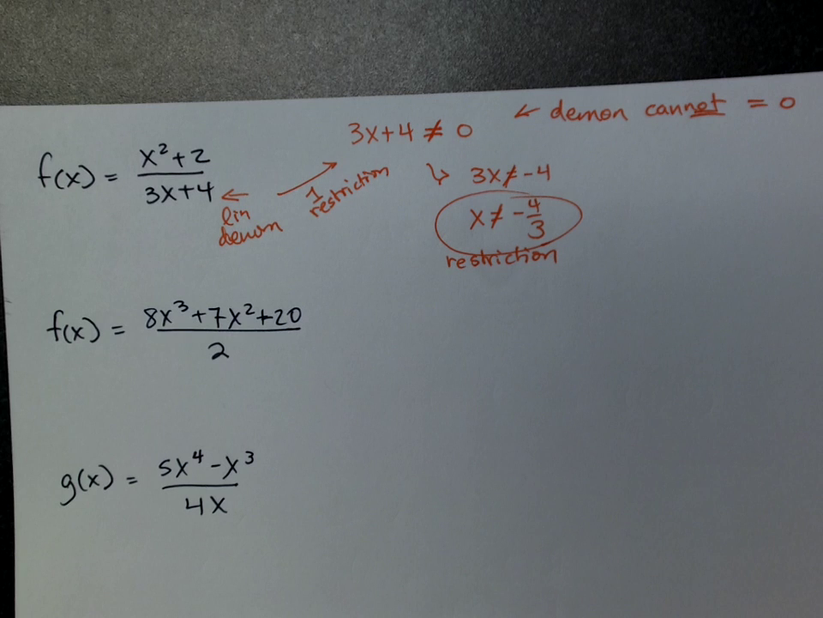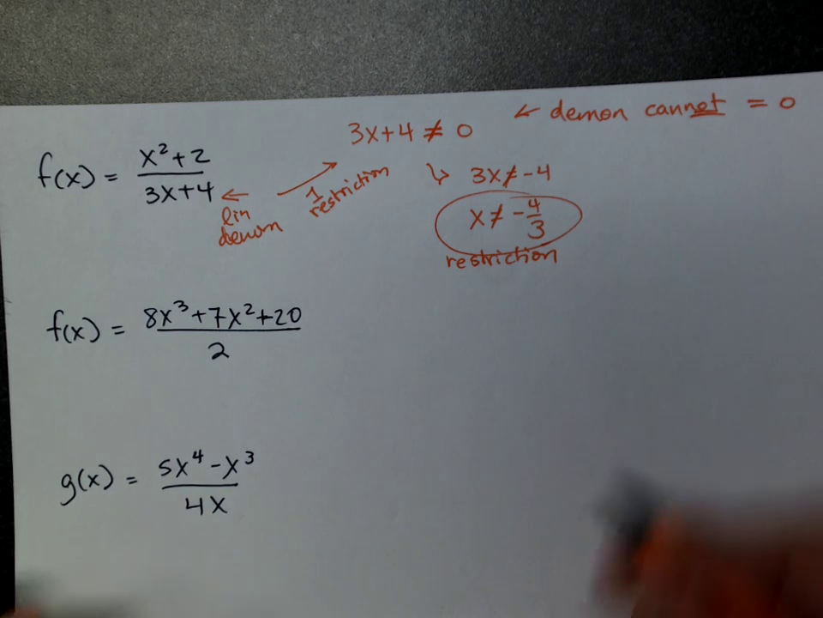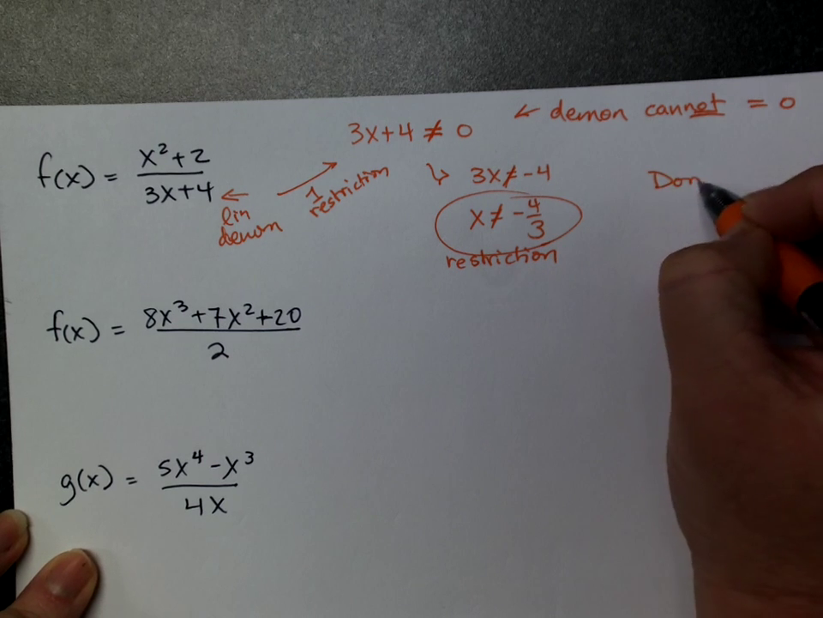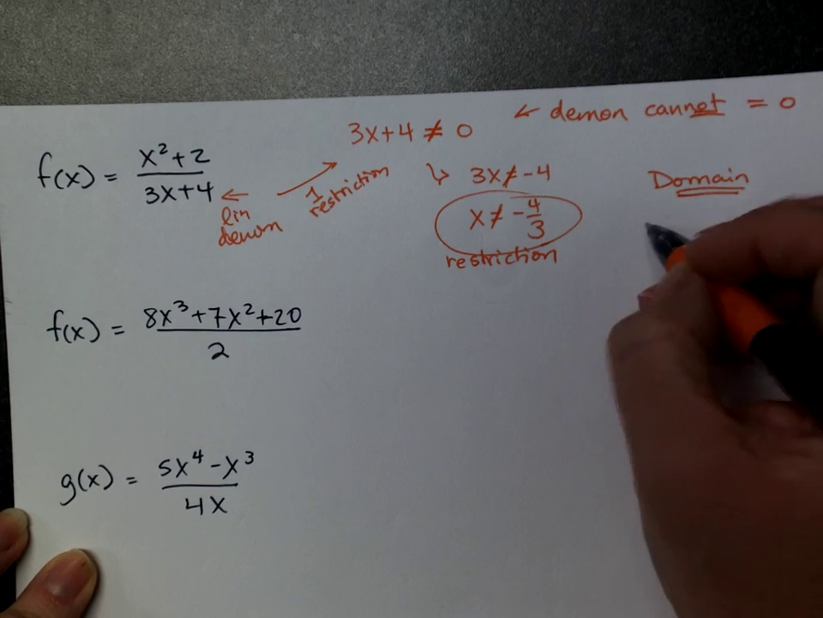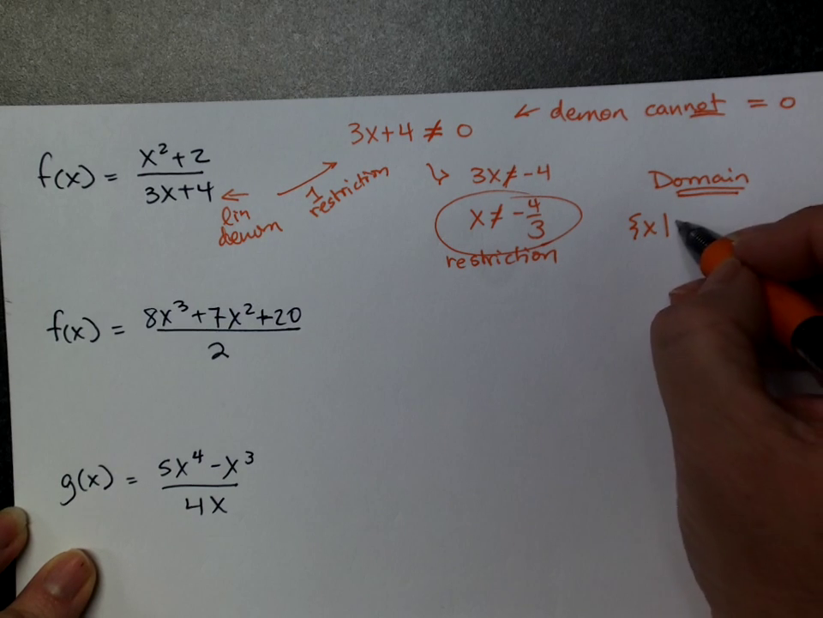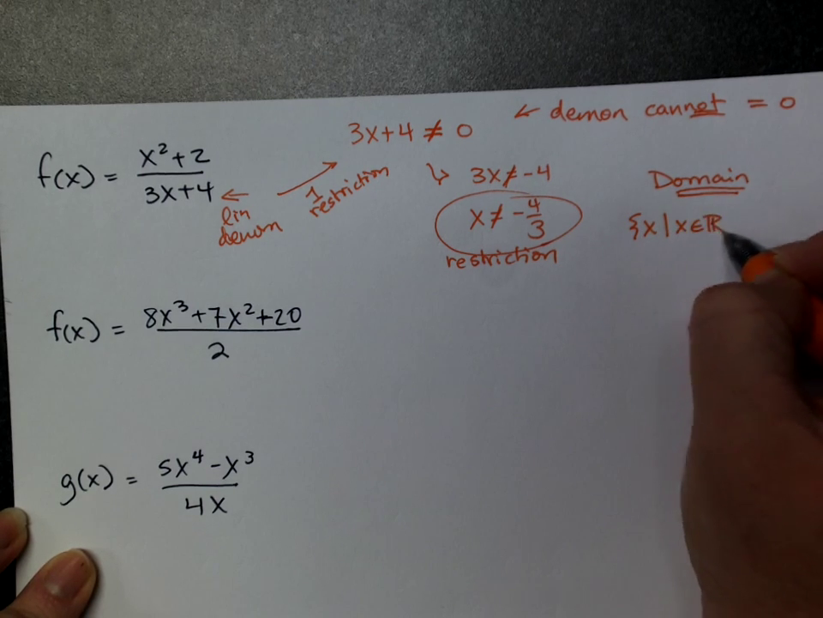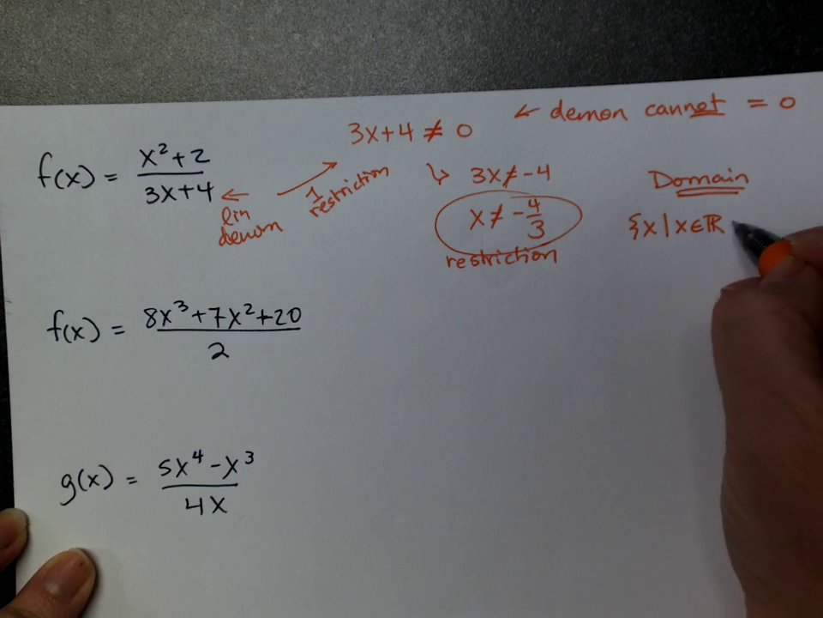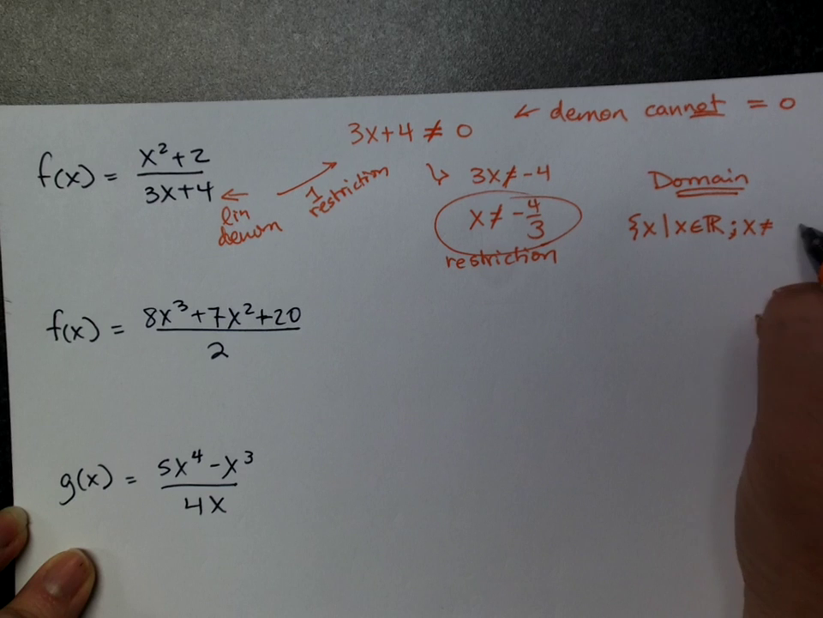Make sense? Now, let's write it in a positive way. Let's say what x can be. Let's write our domain. And our domain means x can be anything as long as it follows the following rule. First, it must be a real number. Also, even though it can be anything, there's one restriction: it cannot be negative 4/3.